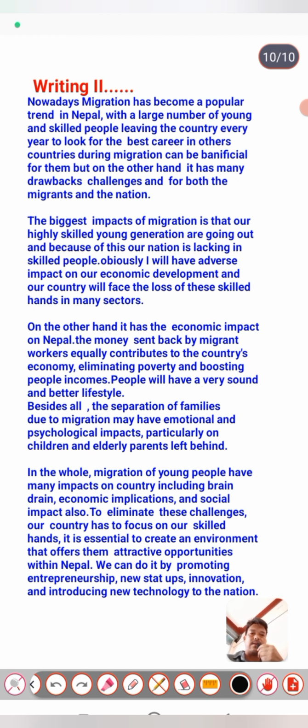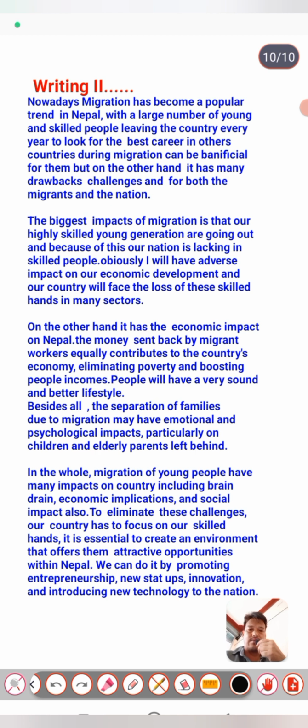And the second thing: our nation is definitely facing the loss of skilled people in many sectors like healthcare, industries, banking. There are so many sectors where our country is facing a lack of skilled people, and for that we can't hire skilled people from other countries, but the skilled people we have in our own country are going out.